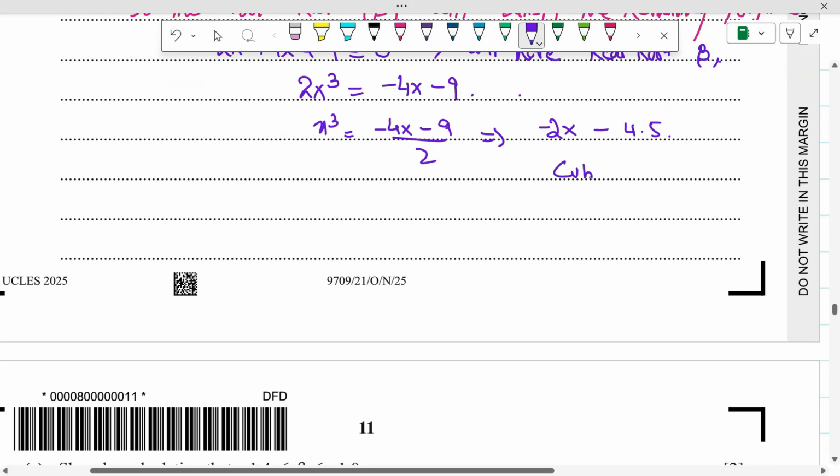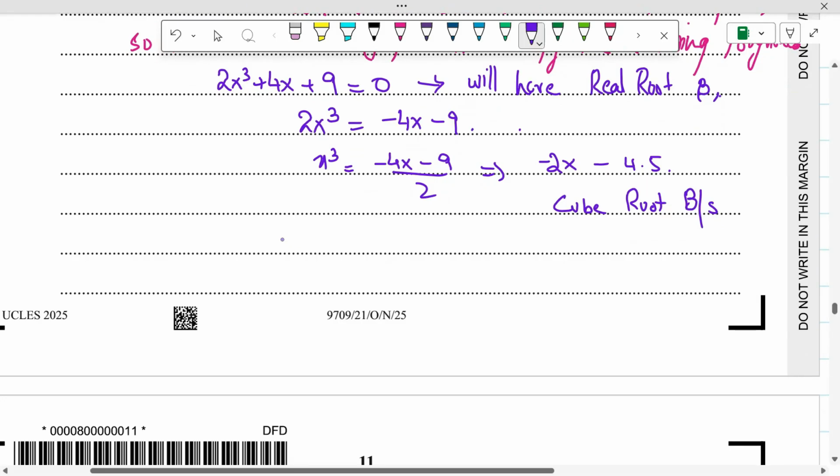Cube root both sides. So we will have x is equal to the cube root of negative 2x minus 4.5.